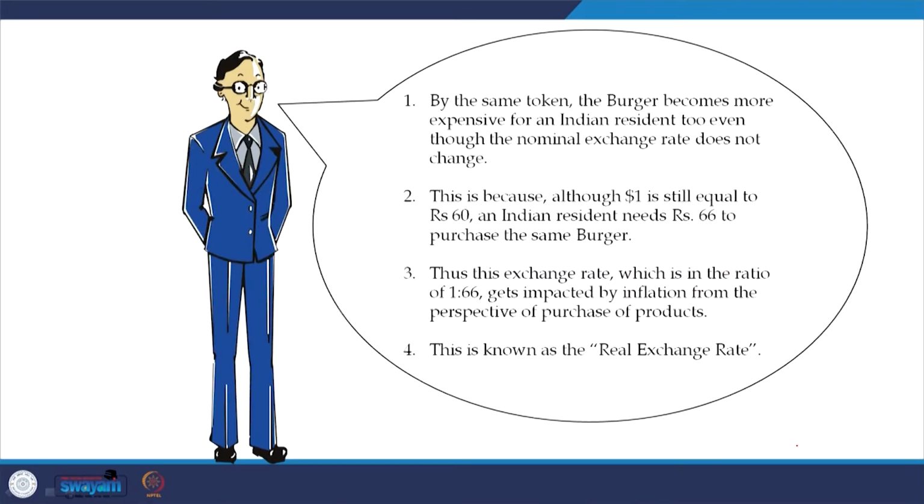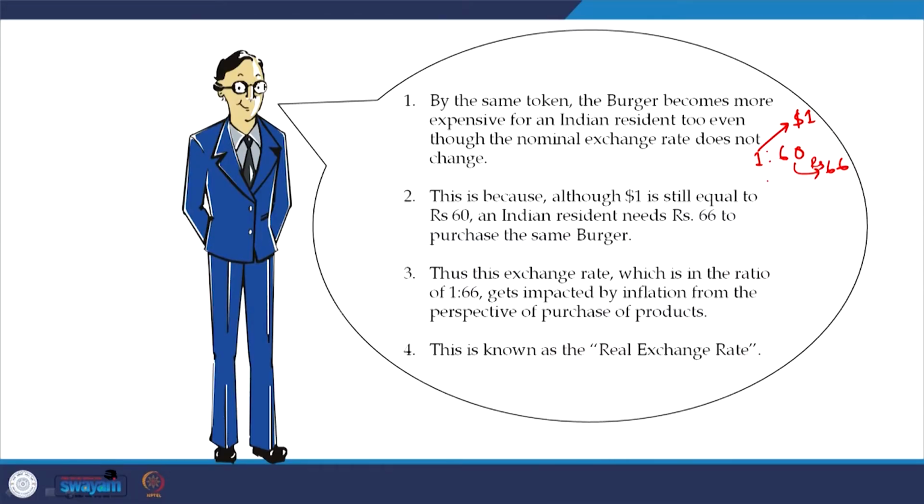So, by the same token, the burger becomes more expensive for Indian residents even though the nominal exchange rate does not change. As I already said, the nominal exchange rate is still 1:60, but the US burger price is still $1. Okay. But in India it is 66 rupees. So, in India the person cannot buy the burger, and this is because although $1 is still equal to 60, the Indian resident needs 66 to purchase the same burger.